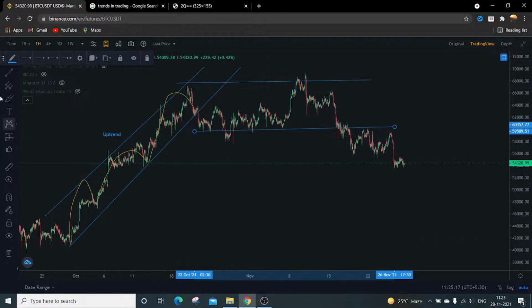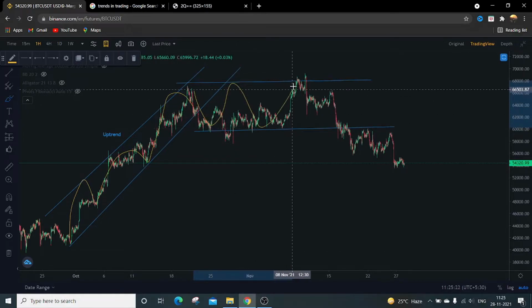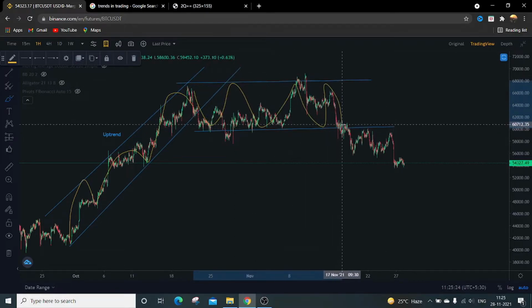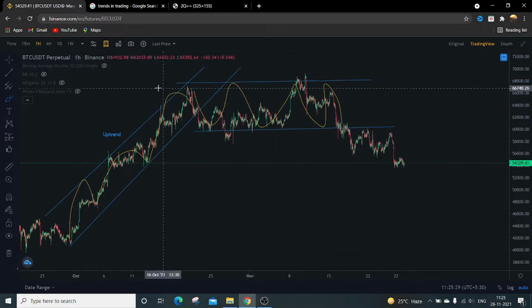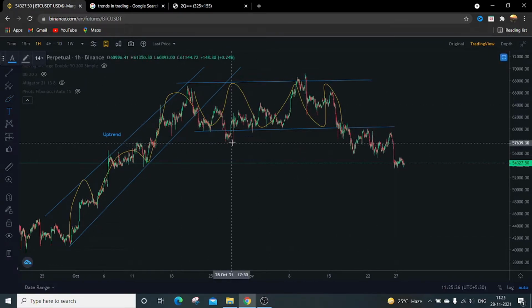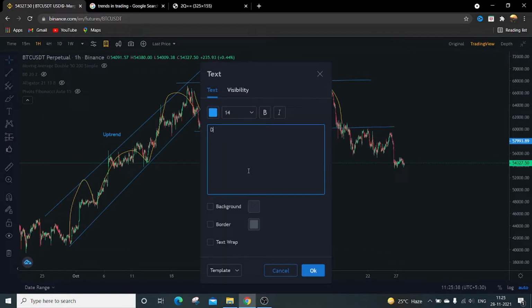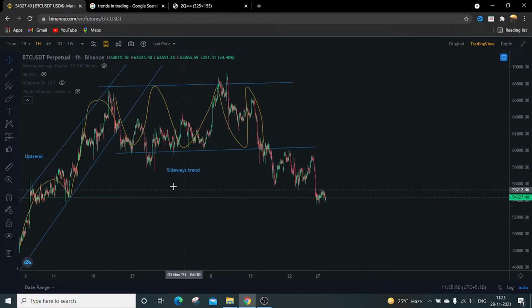So this is generally called a sideways trend because the higher points and the lower points also lie in the same horizontal line. So it is not moving up, it is not moving down, so that is called again the sideways trend. I just write it down over here, the sideways trend, just to clarify you.